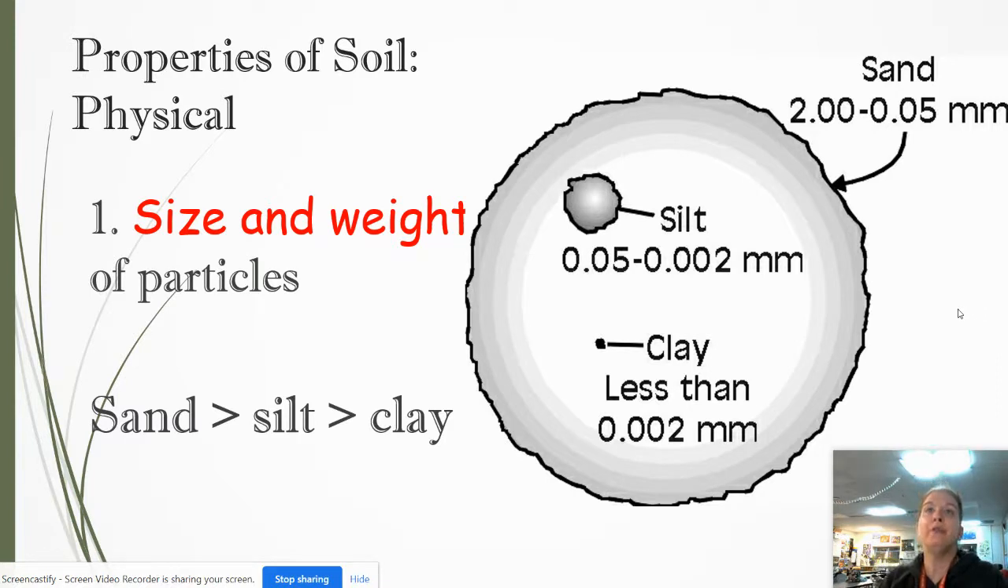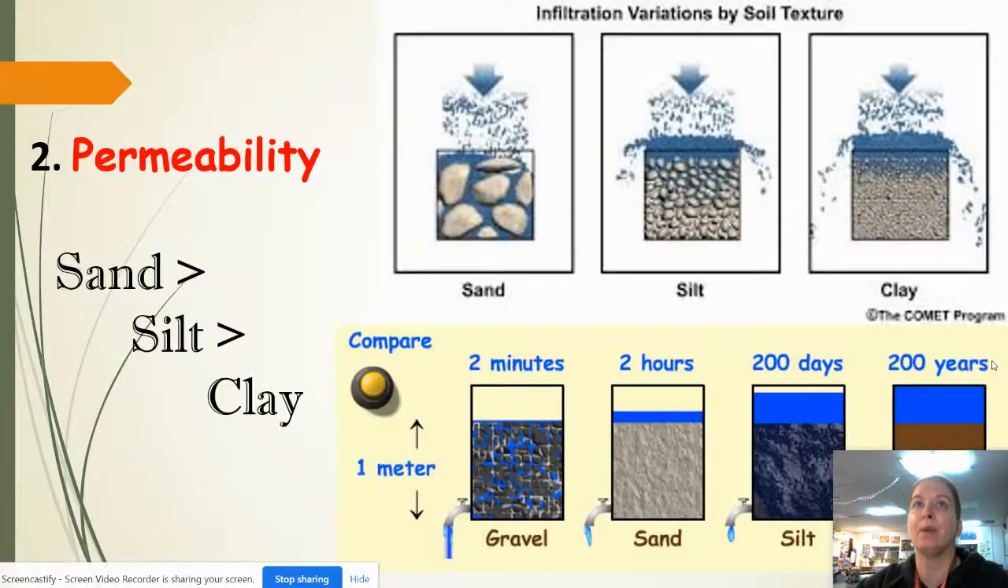The physical properties are the size and the weight of the soil. So sand is bigger than silt, which is bigger than clay. Sand is about 2 millimeters to 0.05 millimeters. Silt is 0.05 to 0.002 millimeters. And then clay is itty bitty. Think of the sand you see on the beach and how tiny that is, and these guys are even smaller. You probably don't need to know the actual millimeters of these things, but I would know that sand is bigger than silt, which is bigger than clay. That is definitely something you should know.